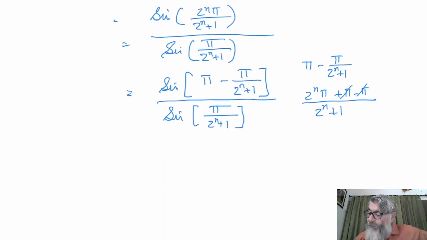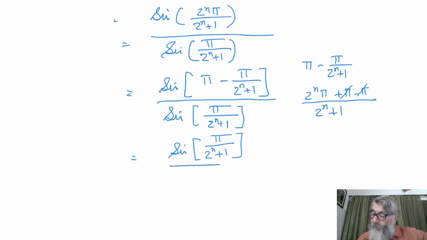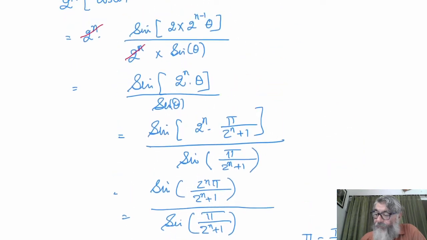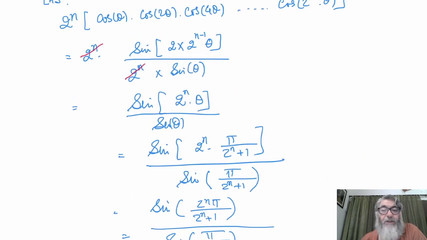So what will we get now? Sine of pi minus theta is sine theta only. In the second quadrant, sine is positive, and sine of pi minus theta is sine theta only. So it will be sine of pi upon 2n plus 1 upon sine of pi upon 2n plus 1. That will give you 1, which is the right hand side. So this formula can be applied directly in cases like this, from here to here.